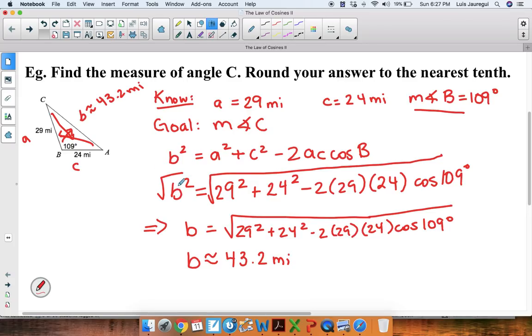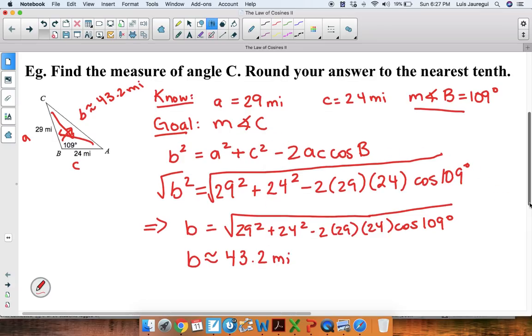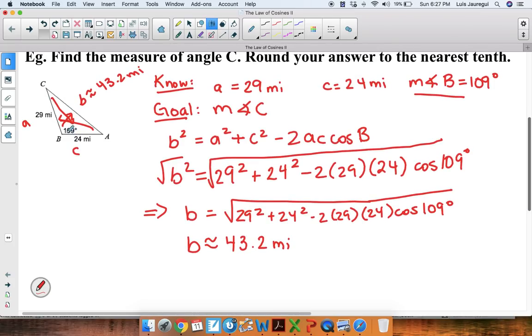And we go back to recognize what was our goal. Our goal is to find the measure of angle C. Well, this process didn't get us to the measure of angle C. However, if we pay close attention now, we can see that we're given the measure of the angle and the opposite side here when it comes to the B's. We're given the measure of the side across from angle C, and we're looking for the measure of angle C.